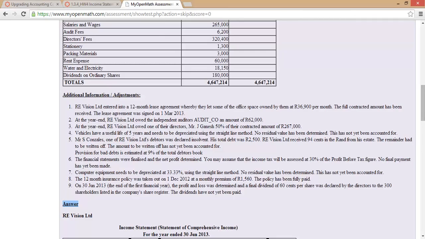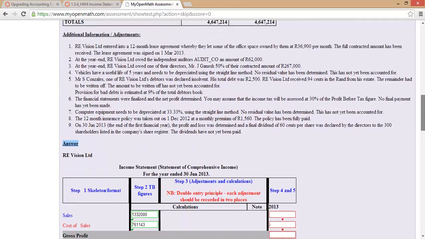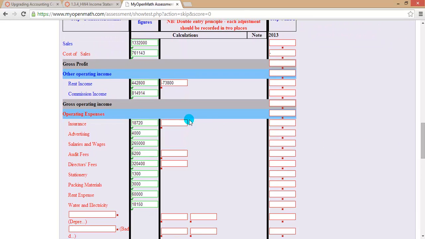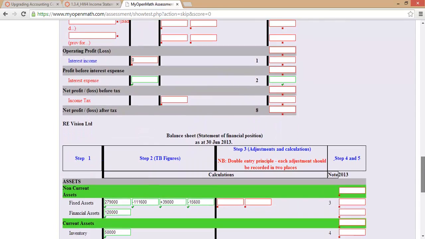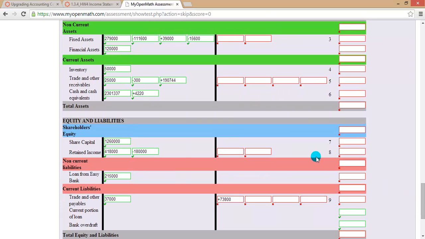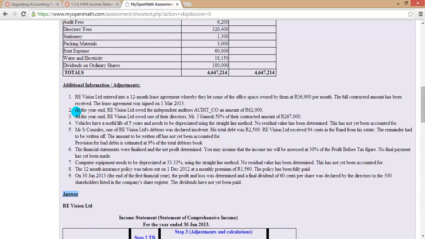So if I go to my financial statements and I'm looking for audit fees, it's in my income statement under the expenses part, operating expenses, audit fees, and that needs to increase by 62,000 Rand for the amount that we still owe to the auditors. We've used their services, but we've not yet paid for it, and we've got a liability because we've not paid them, plus 62,000 Rand under trade and other payables. Right, that was transaction number 2.